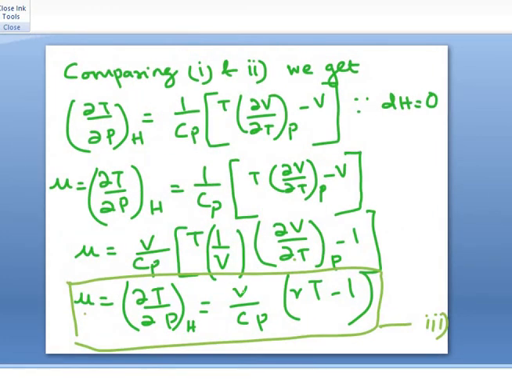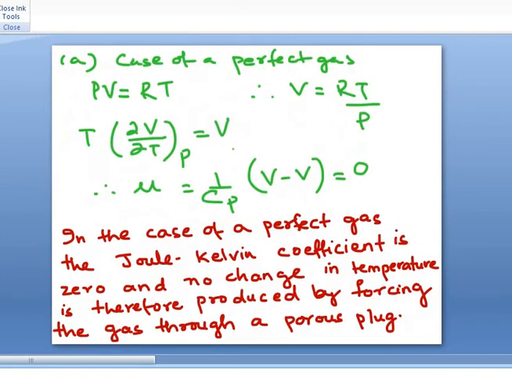Let us go back to this equation. Mu will be what? 1 by Cp times (V minus V), which is 0. So what does this say? This says that in the case of a perfect gas, the Joule-Kelvin coefficient is 0 and no change in temperature is therefore produced by forcing the gas through a porous plug. This is the highlight of the story.